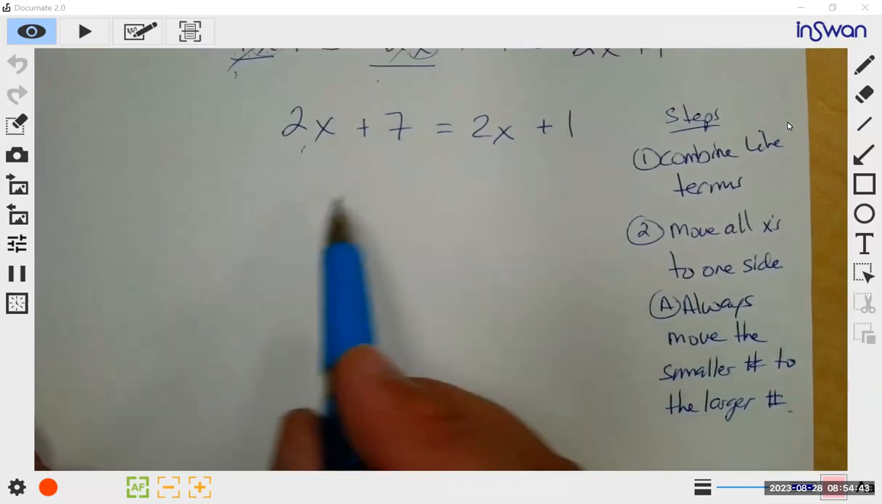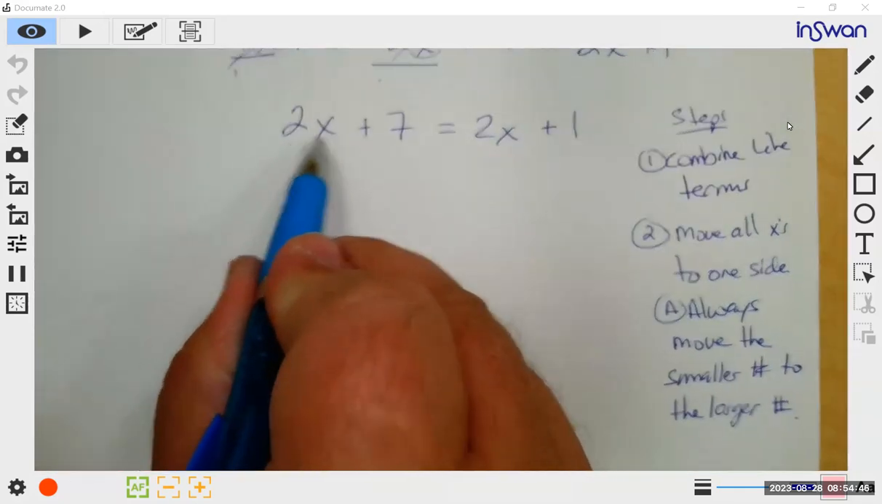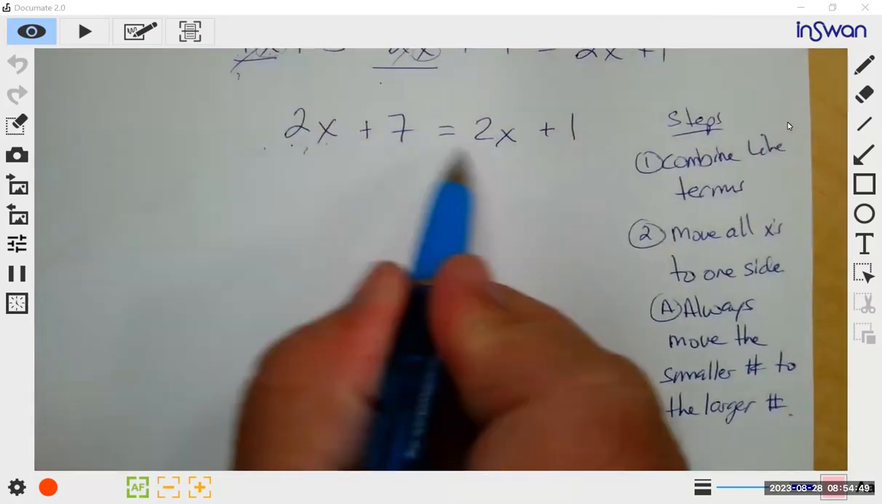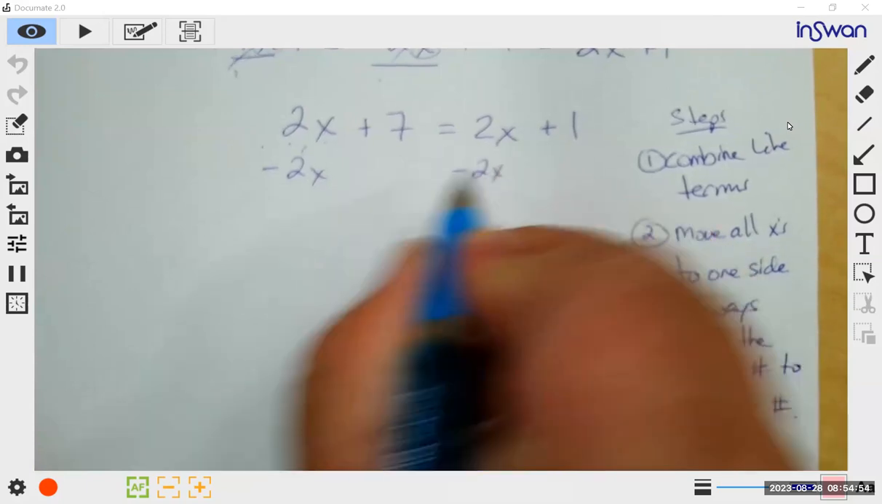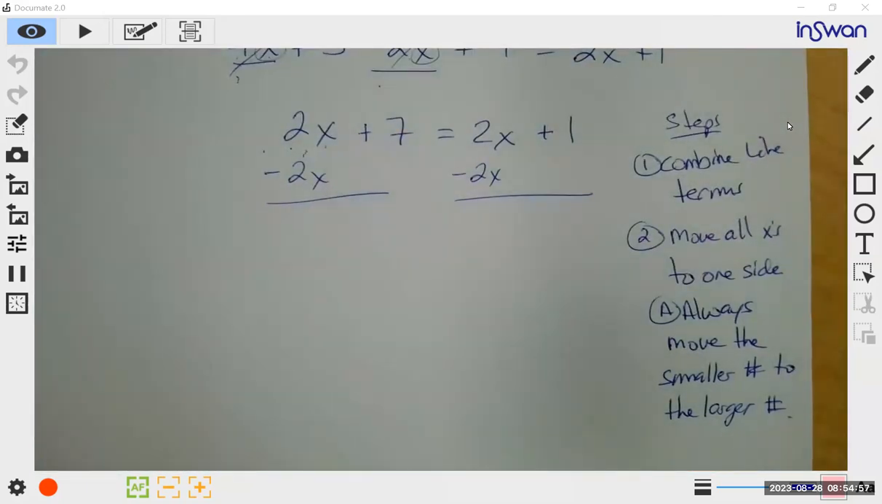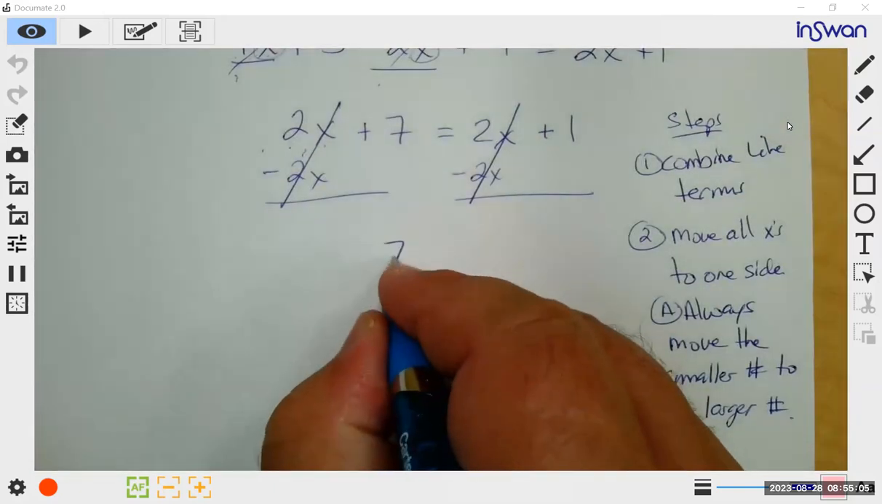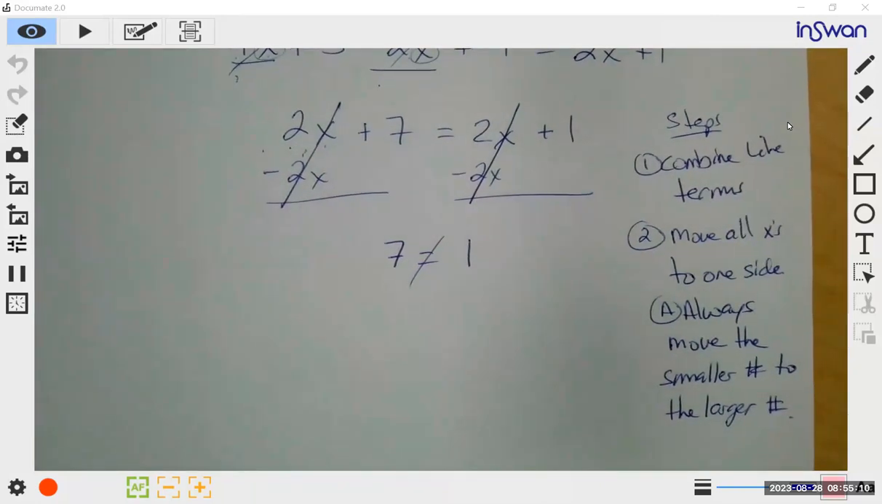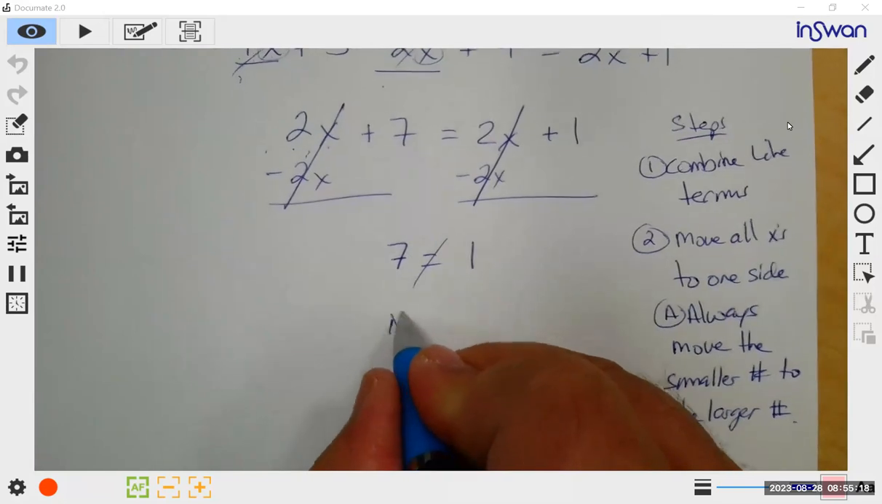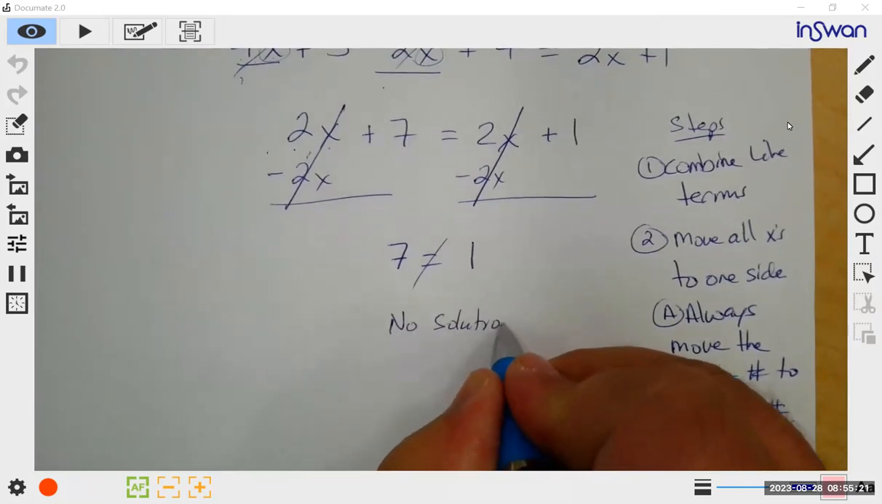So since they're both the same, it doesn't matter. How do I move 2x to the other side? What's the opposite of 2x? Minus 2x. Very good. I'll do it to both sides. 2x minus 2x is? Cancels. So I have 7 equals 1. And that's not true. So it's not a solution. There's no solution there. This tells us that there's no solution possible.